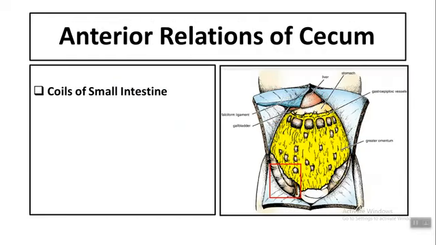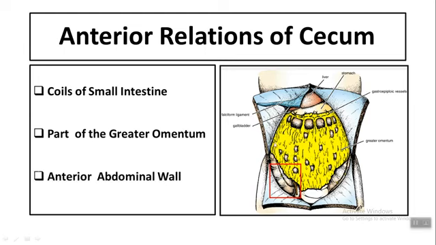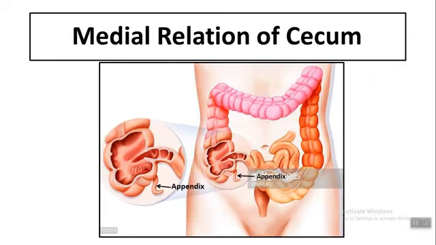What are the anterior relations of the cecum? Anteriorly are coils of the small intestine, part of the greater omentum, which is in yellow color, and the anterior abdominal wall. These are the anterior relations of the cecum. The important medial relation of the cecum is the presence of the appendix.